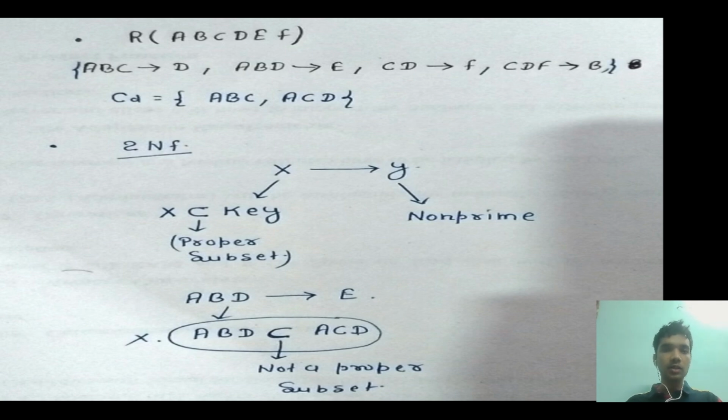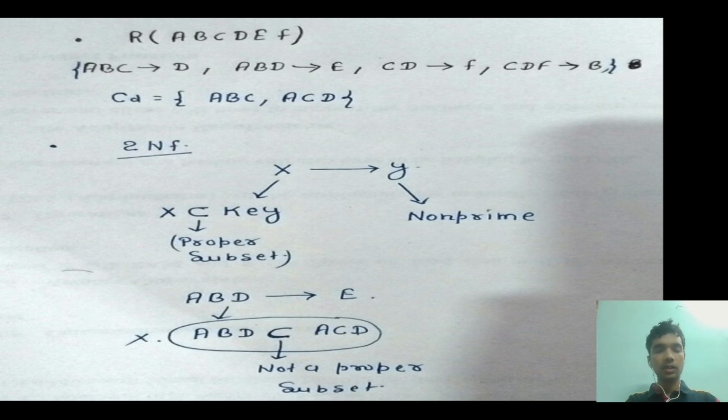Like in the example, a relation contains A, B, C, D, E, F, six variables. The candidate keys are ABC and ACD. We will learn further how to find it. If the relation is like X to Y, and X is a subset of a candidate key, it is called a prime attribute, and it determines a non-prime attribute which is not a super key or primary key, then there is a partial functional dependency.